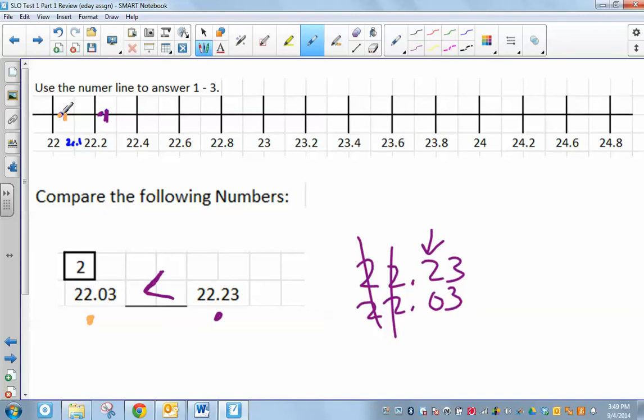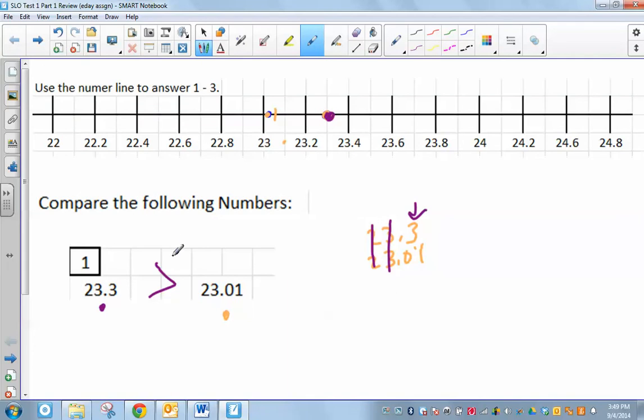I can also look up here at my number line and see where 22 and 3/100 is located right here at my pen, and 22 and 23/100 is located with the purple dot here. Please be sure that you are grading yourself and making any corrections that you need to. So if you need to look back at number 1 to make any corrections, here is our final answer.